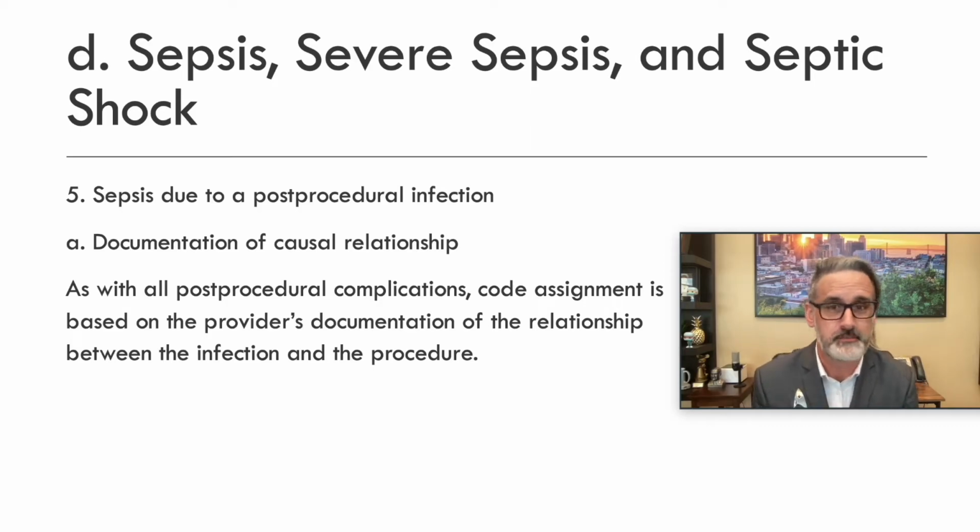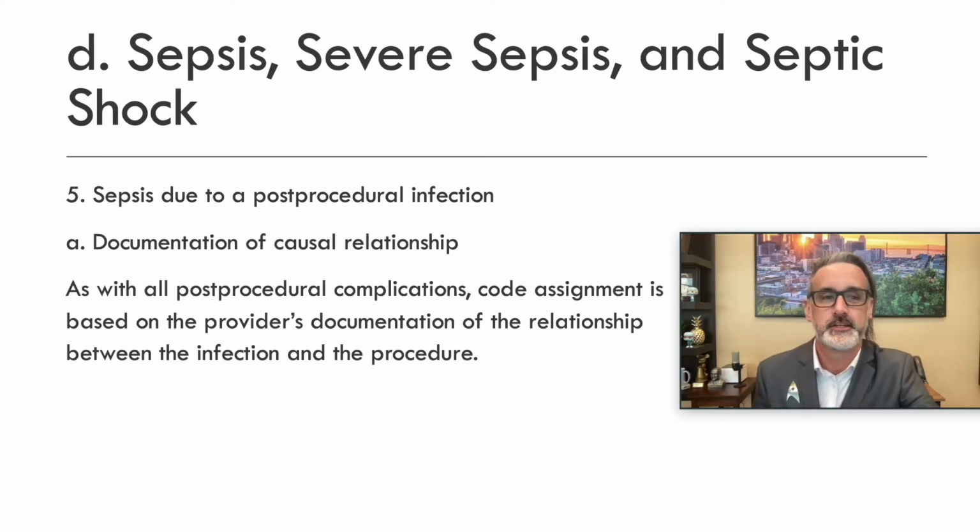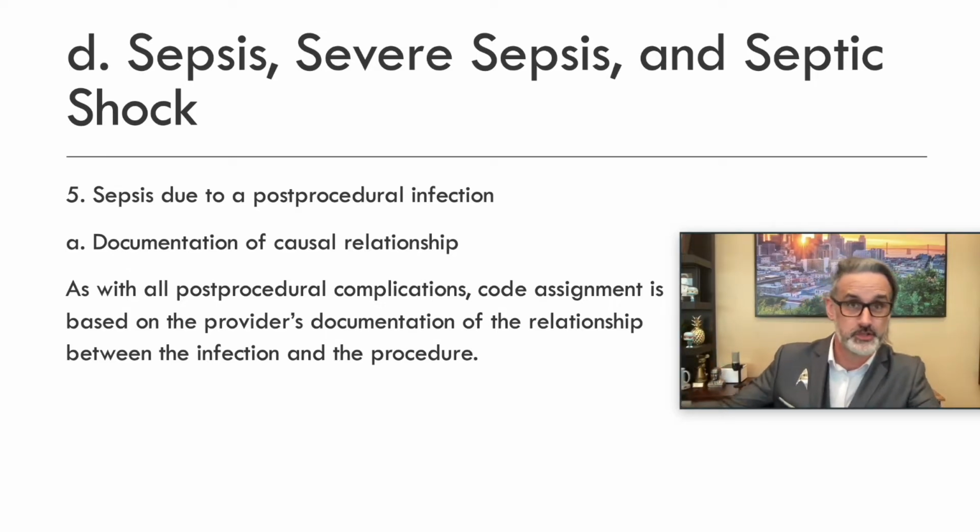As with all post-procedural complications, code assignment is based on the provider's documentation of the relationship between the infection and the procedure. So we need to have that cause and effect relationship documented, that the sepsis itself is due to a post-procedural infection. If there's no cause and effect relationship in the documentation, we never assume. We would just assume the patient is having really bad luck, if you will, they're post-op and now they got sepsis. So we need that relationship mentioned in the documentation to be able to classify the sepsis due to a post-op infection.